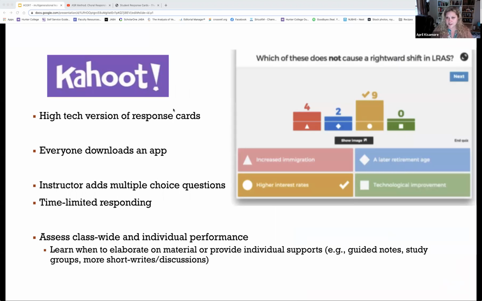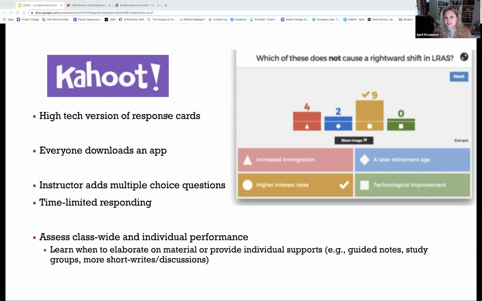The Gen Xers should also have no problems with this. We know they tend to be rather tech savvy, and perhaps they can assist anyone else who's struggling to use this type of technology. But this one, I like to think of as another high-tech version of response cards. It allows you to get that information from your students, but without requiring that they purchase those low-tech index cards that some students might not even know what those are at this point.